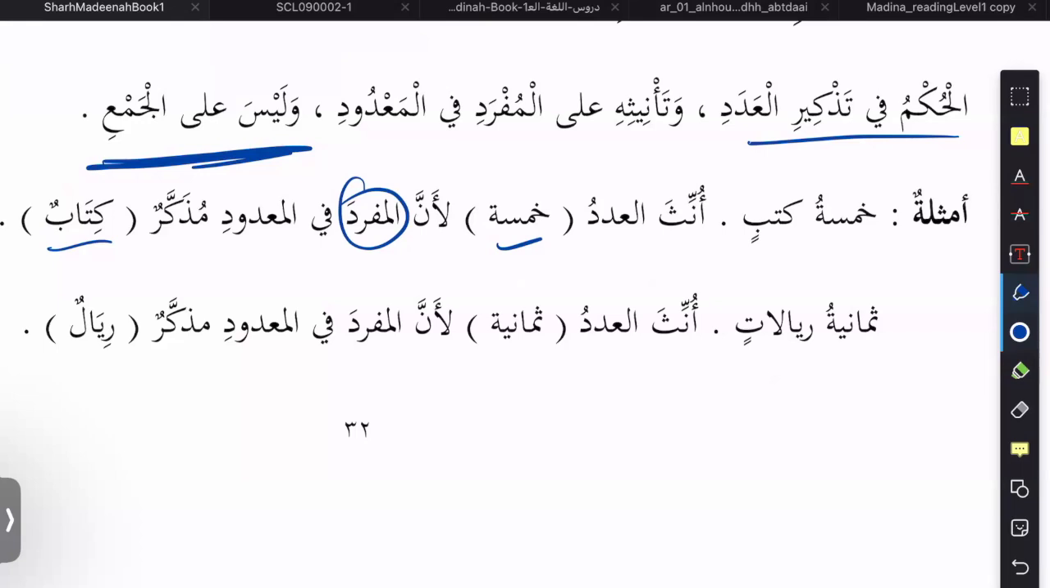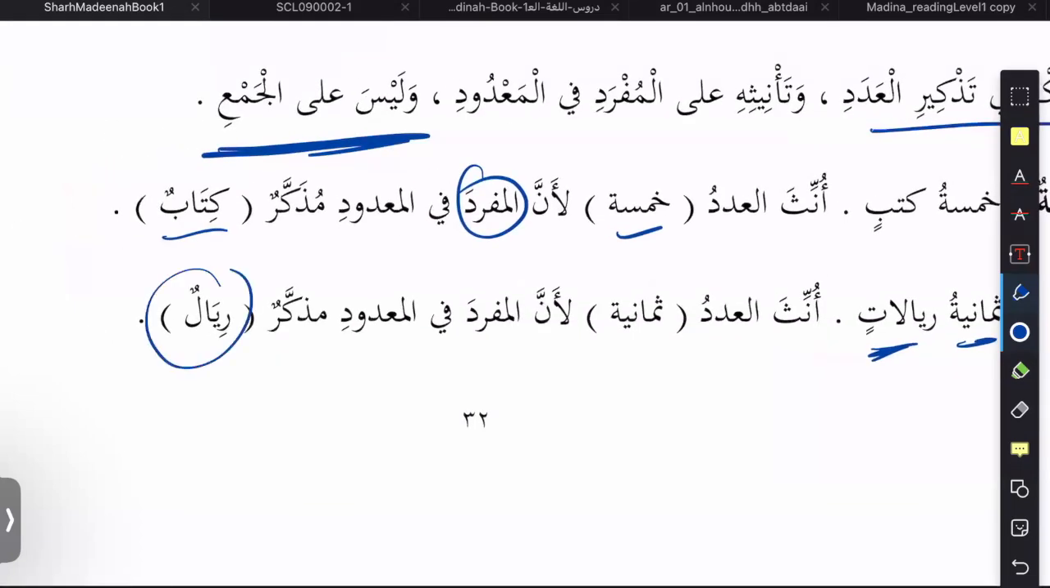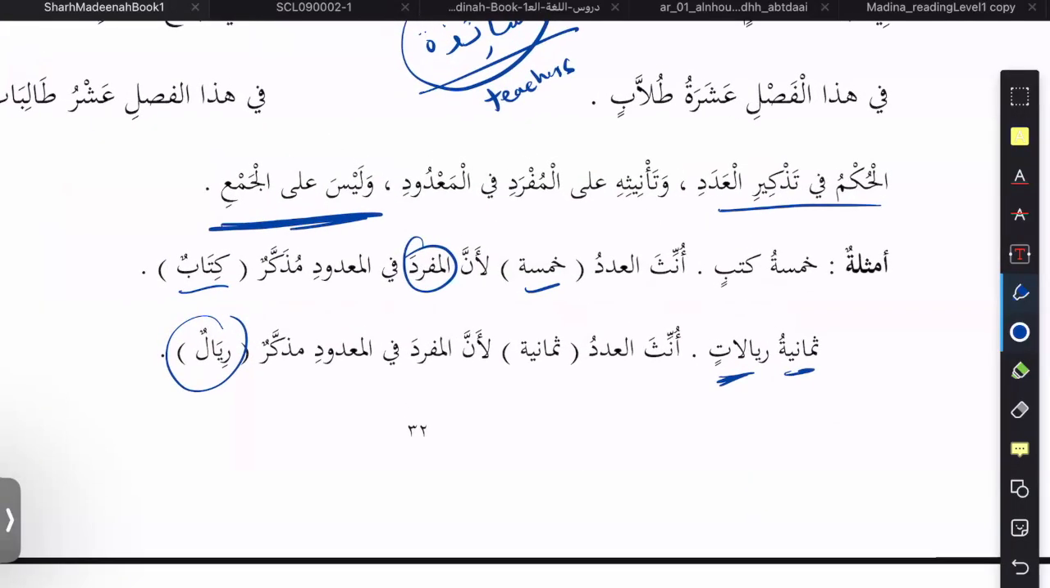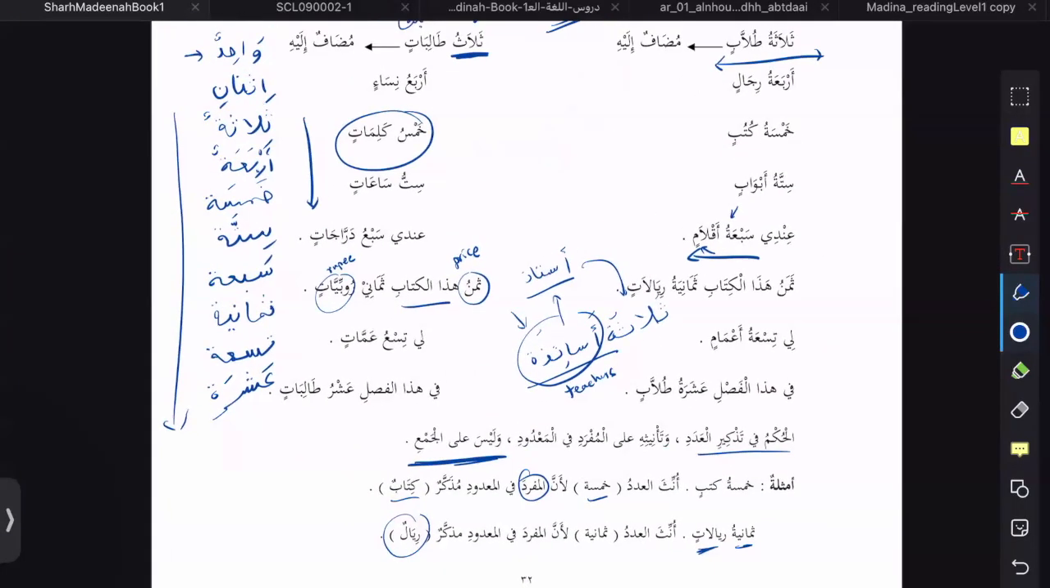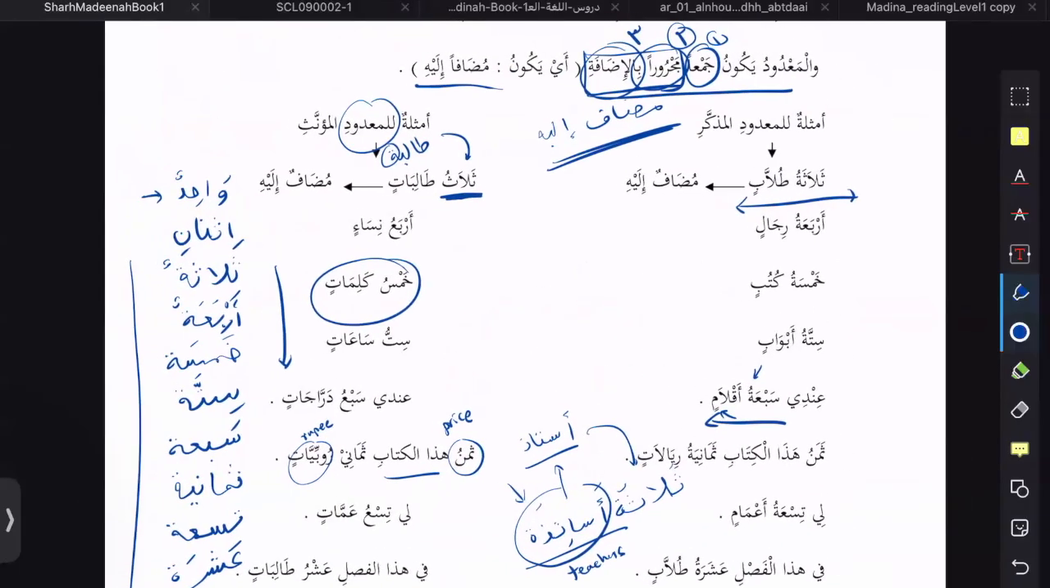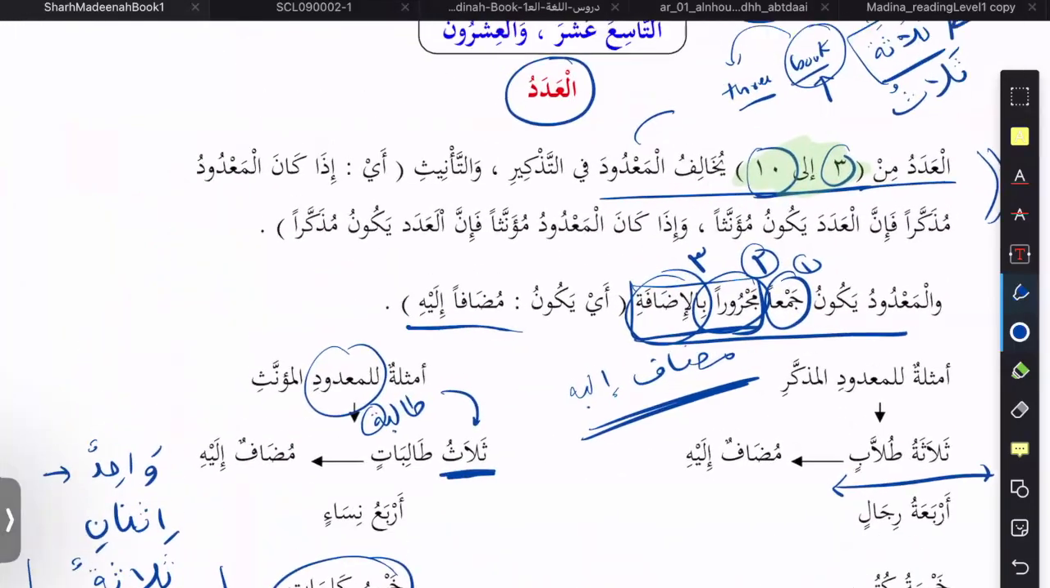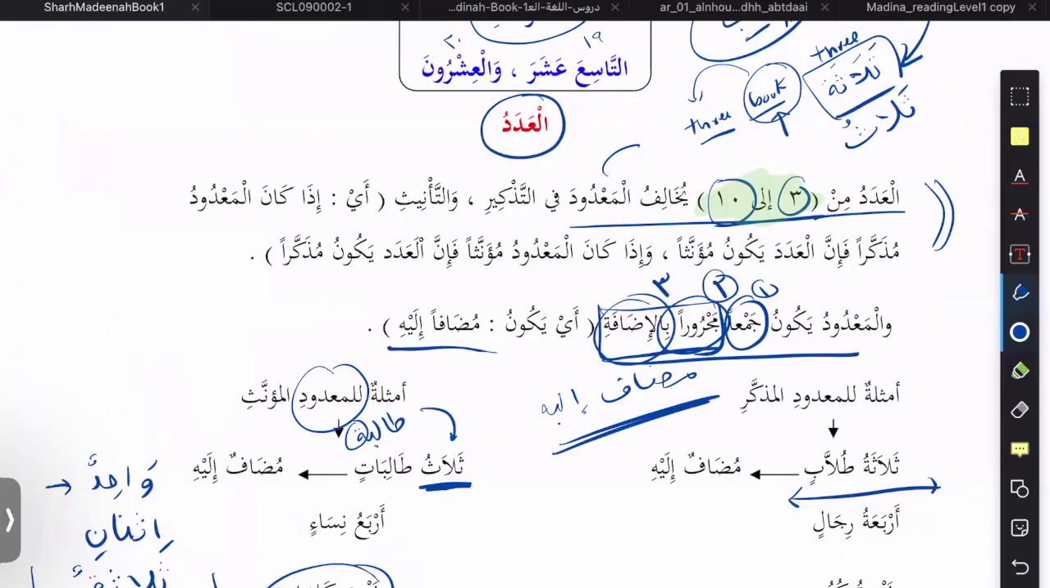Okay, so why is this one feminine? Because the singular is riyal. So same rule. Make sense? So this covers all the grammar things that we need to know from lesson number 19 and 20. So this is pretty good.